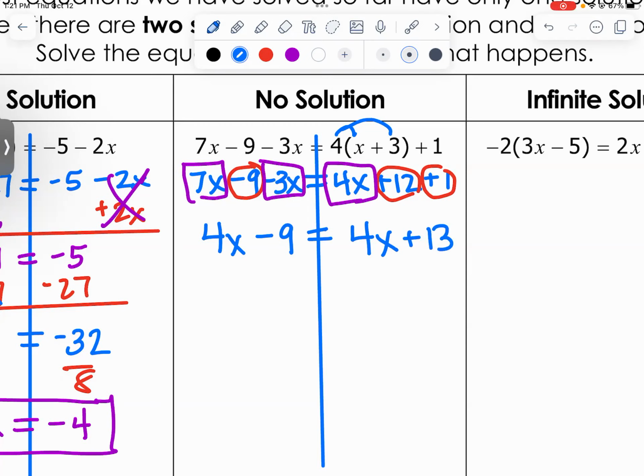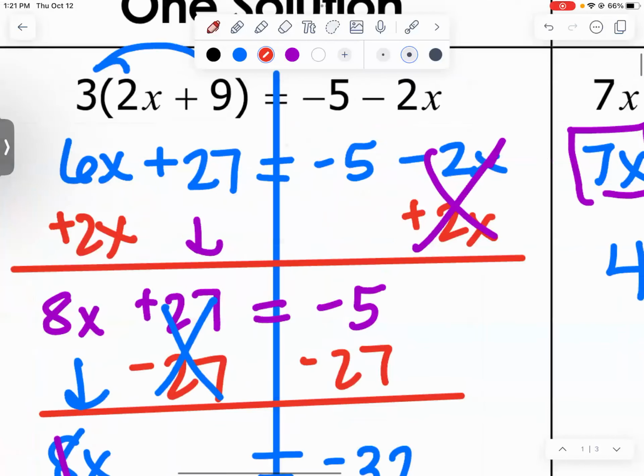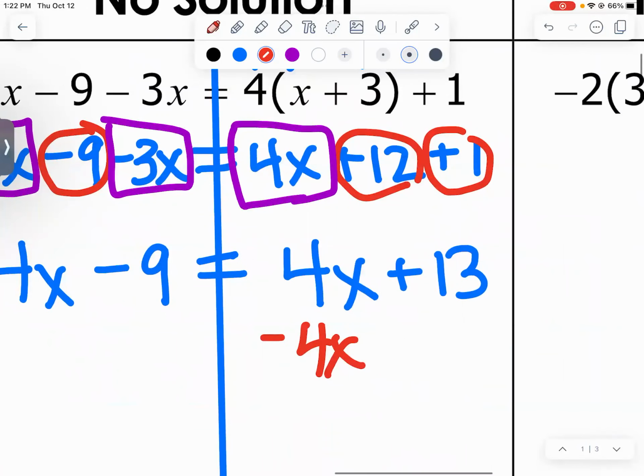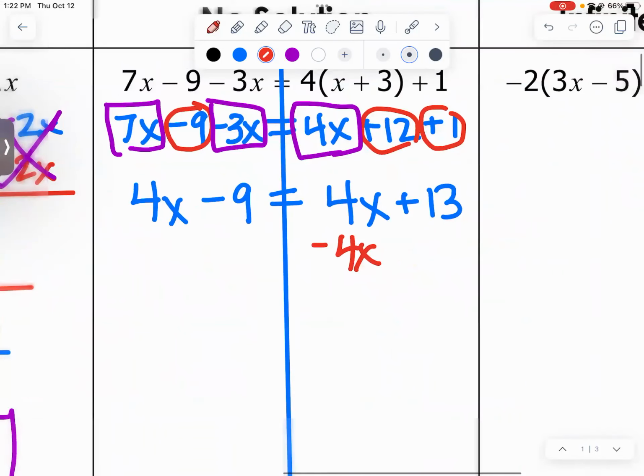Every group got to here and then panicked a little bit. We all knew that we needed to subtract 4x because we want the variables on the right side to come over to the left side. Tony, on this problem right here, didn't we have a minus 2x and we added it to get it to the other side? Right? So here we have a positive 4x, so we're going to subtract it to get it to the other side.